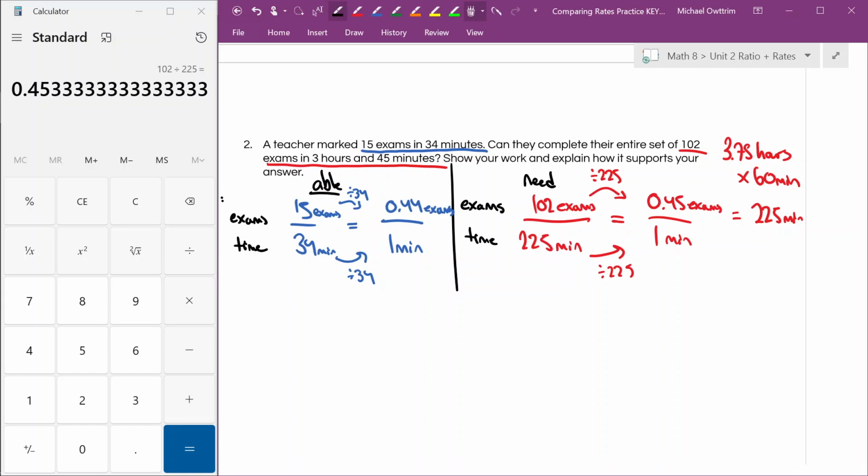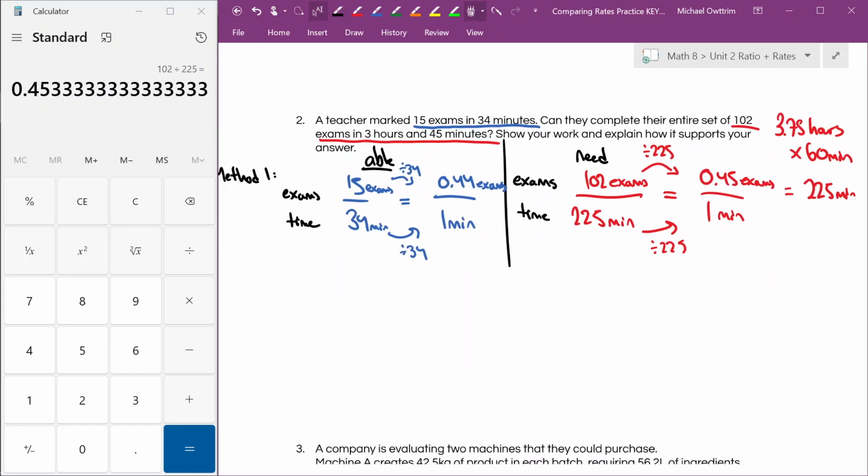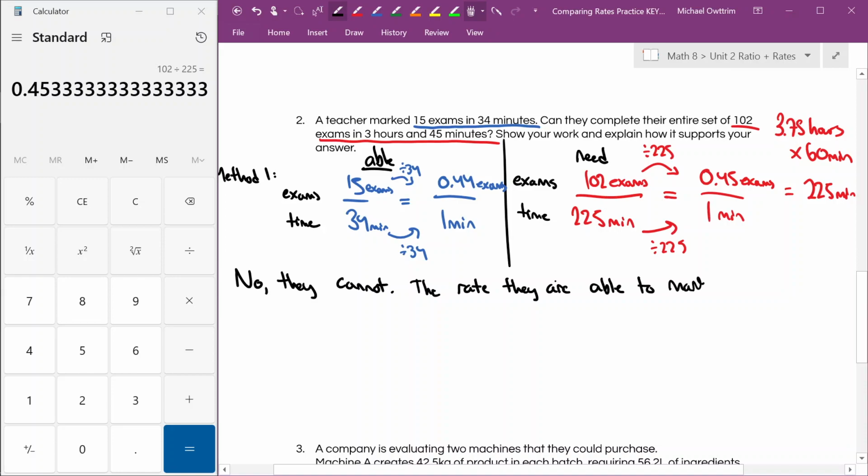So how does this answer our question? We're going to say no, they cannot mark those exams in 3 hours and 45 minutes. The rate they are able to mark is less than the rate they'd need to mark at.